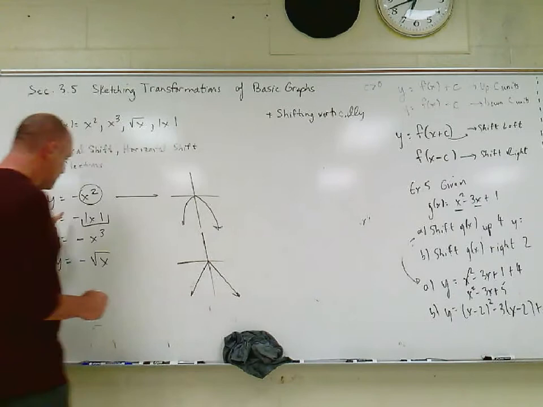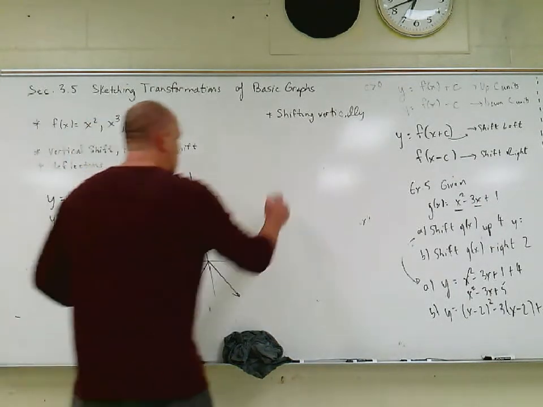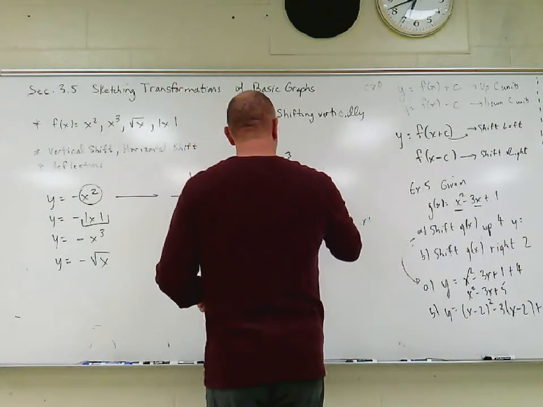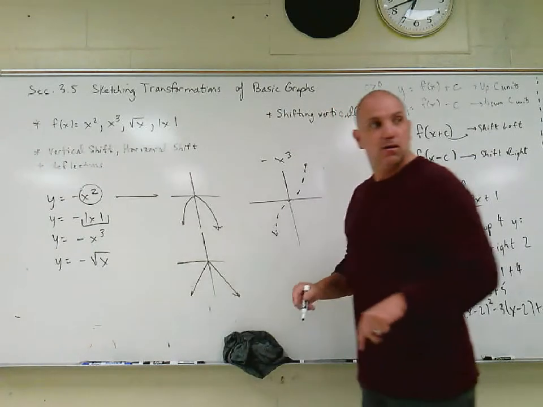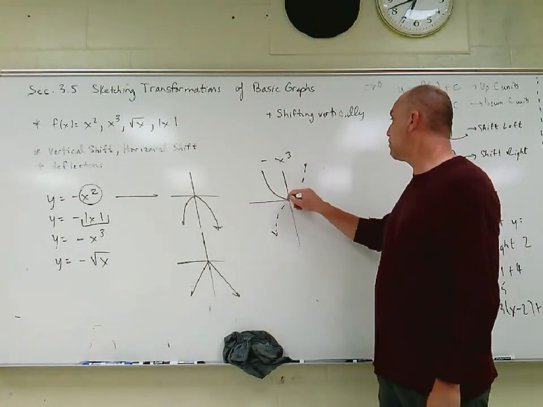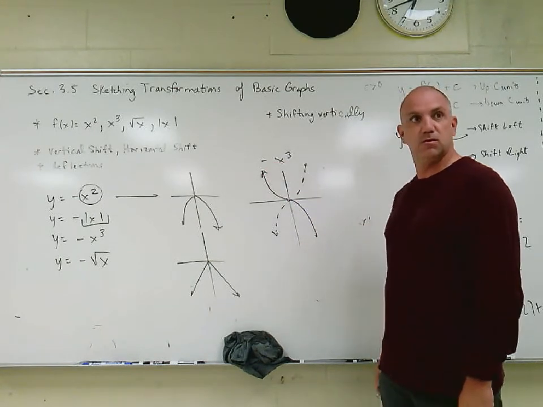Opens down. Now negative x cubed, sorry, I'm running out of room. We'll put negative x cubed here. Now notice, I'll put in dash the x cubed. So see, this part was already down, so where is this part going to go? It goes up, and this part goes down. So there's negative x cubed.